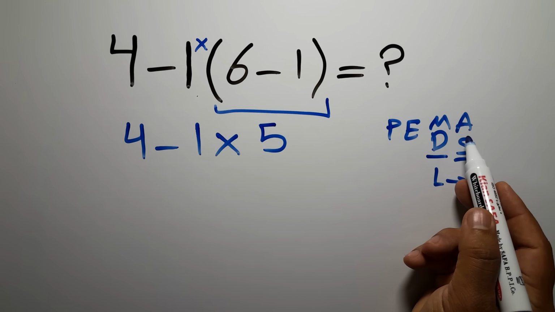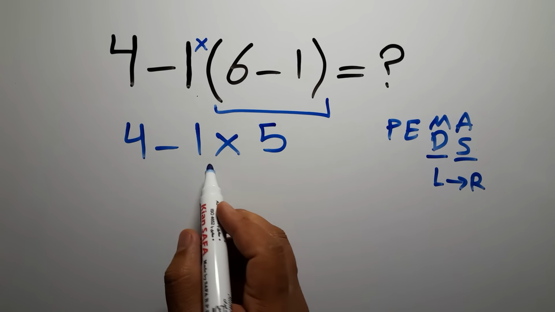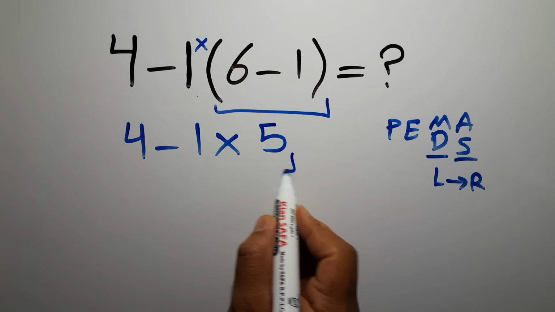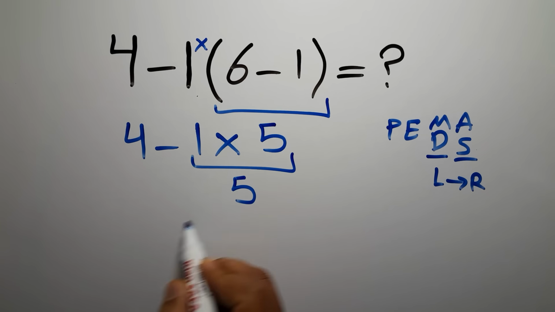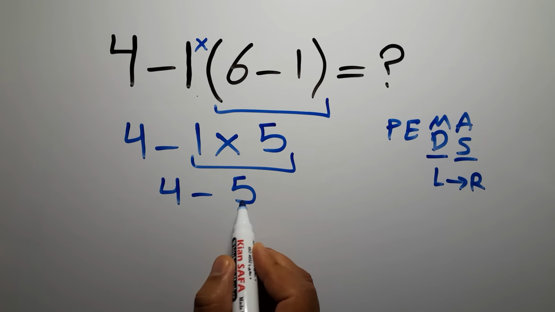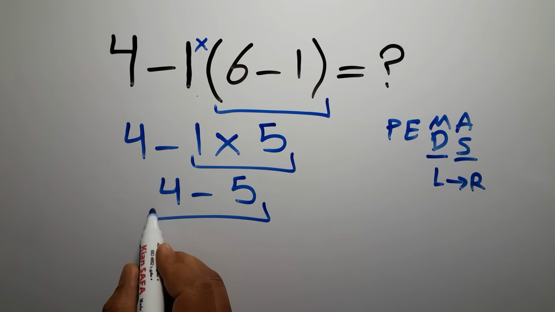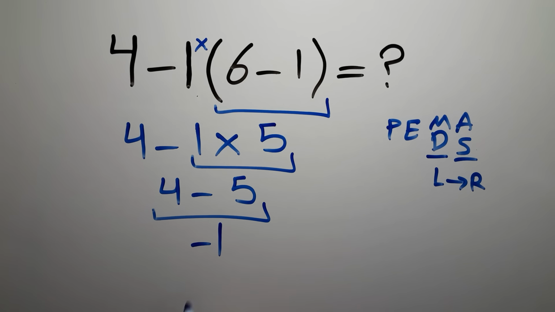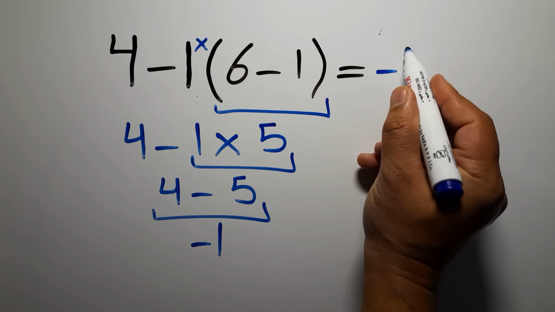multiplication comes before subtraction. Okay, 1 times 5 gives us 5, and we have 4 minus 5, which equals negative 1. And this is our final answer to this problem. The correct answer is negative 1.